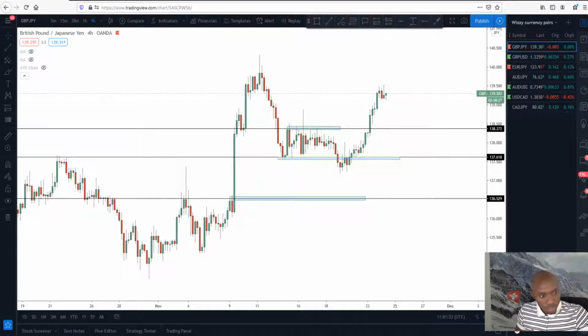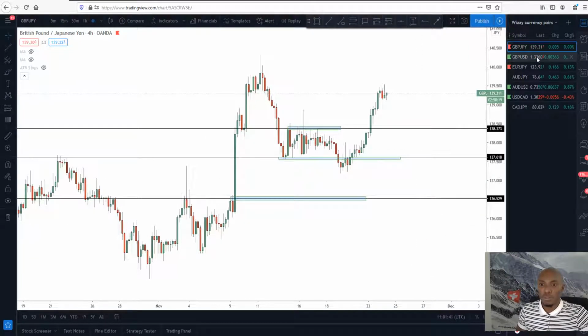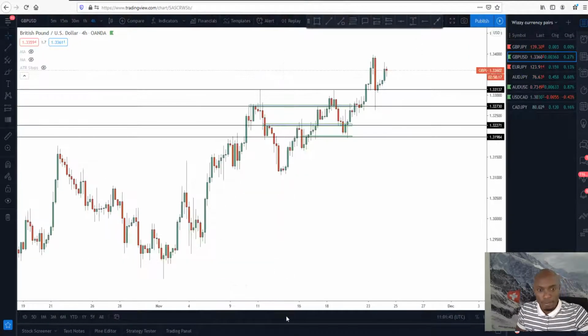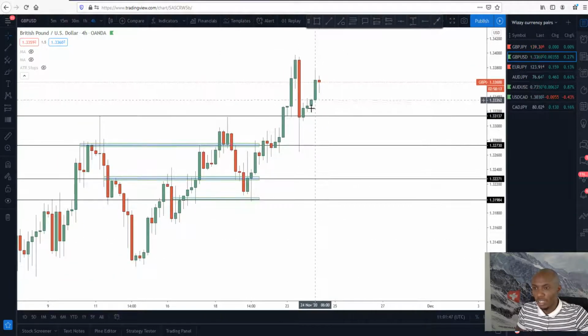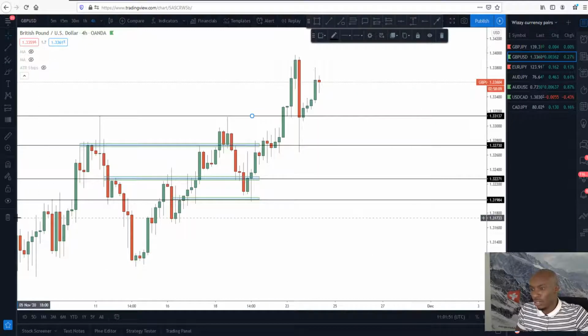Let's take a look at British pound Japanese yen. But before I go to British pound Japanese yen, this morning I saw this move. Let me clear all these charts. Oh, this my zone are working. It came back, it came to test there.